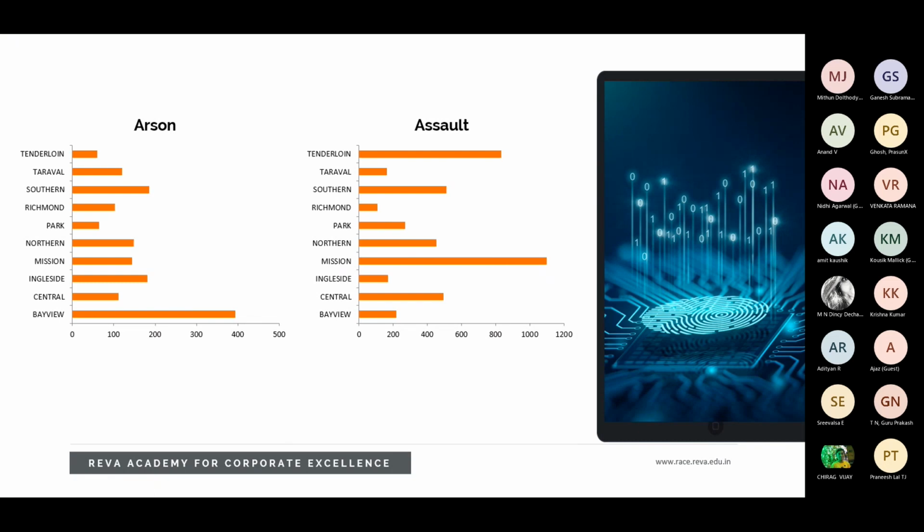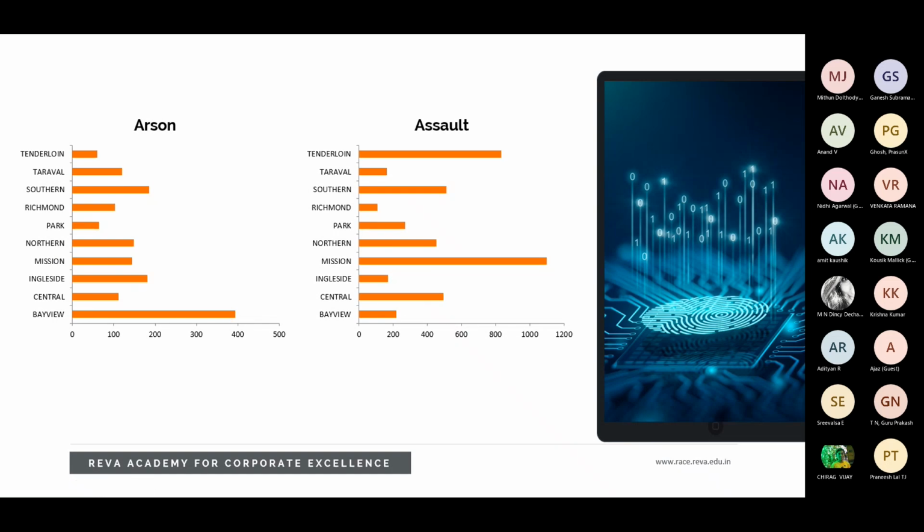Now, this is about the time. Now, look at where it is happening. When is it happening? I answered. Where is this happening? See here, if you want to control arson related crime, you can see all the districts we have plotted. Tenderloin, Taraval, Southern District, Richmond Park, then we have Bayview, which is the last district. See, out of all the districts, Bayview is the one which tops the list when it comes to arson related crime.